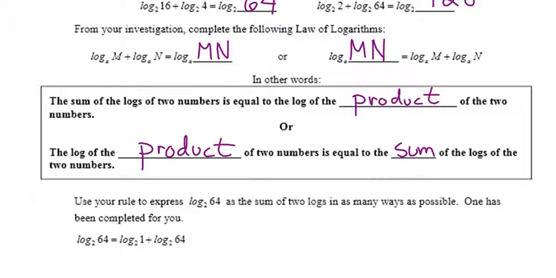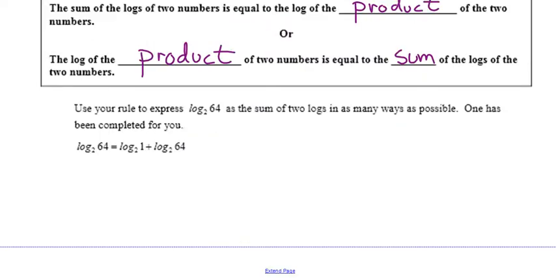Use your rule to express log base 2 of 64 as the sum of two logs in as many ways as possible. One has been completed for you. So we can write the log base 2 of 64 as log base 2 of 1 plus log base 2 of 64. What's the next one that we would probably write?